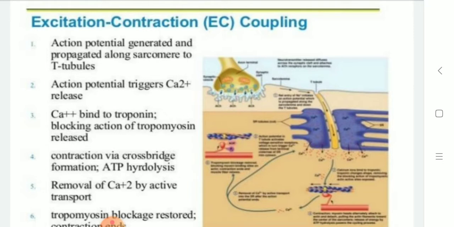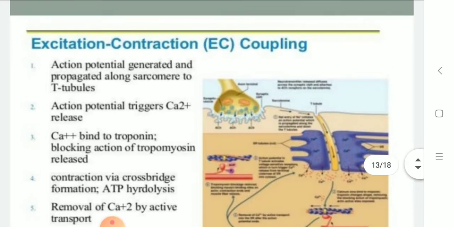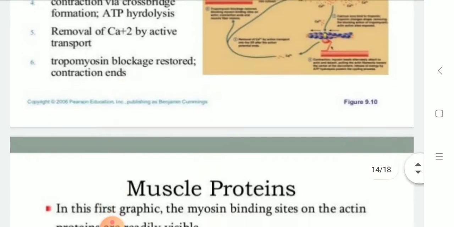First, the action potential is generated and propagated along the sarcolemma to the T tubules. Action potential triggers calcium release. Calcium binds to troponin, and the blocking action of tropomyosin is released. Contraction occurs via cross bridge formation and ATP hydrolysis. Removal of calcium by active transport. Tropomyosin blockage is restored and contraction ends. This is the process of excitation-contraction coupling.